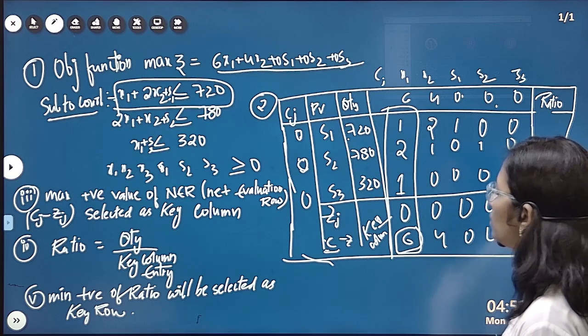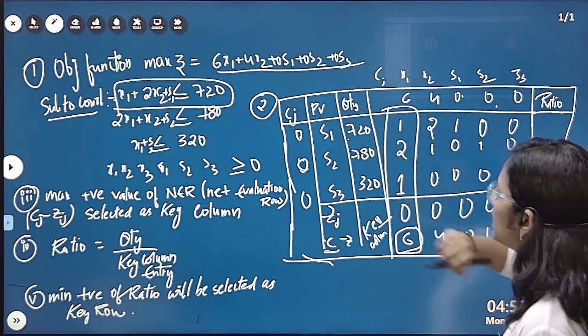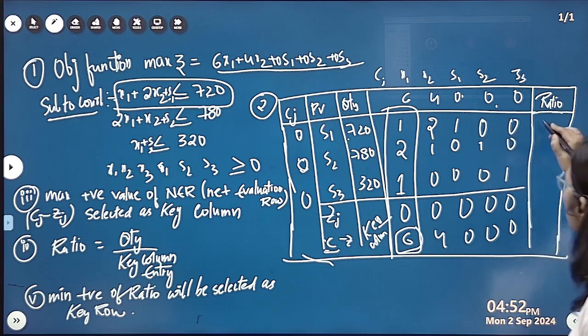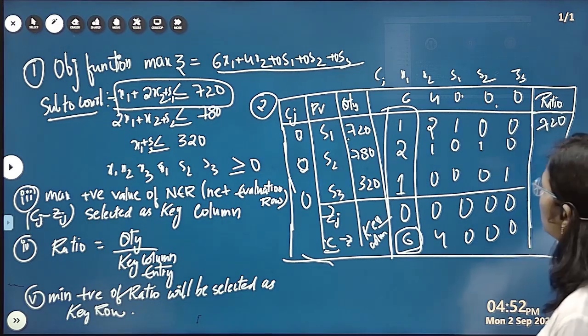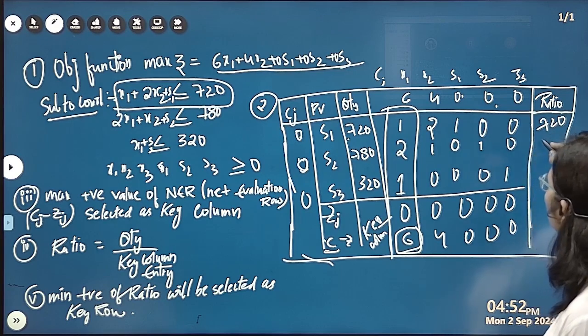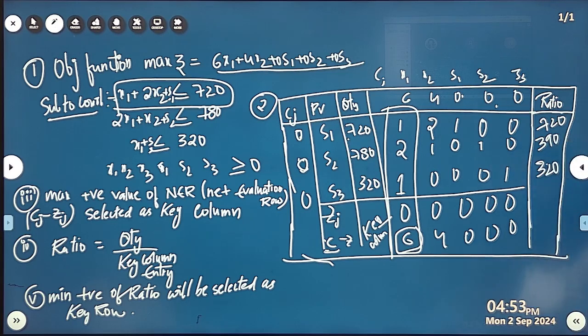And how we need to find these ratios? Quantity divided by key column entry. 720 divided by 1, 720, 780 divided by 2, 390, and this is 320. So we got ratios now.